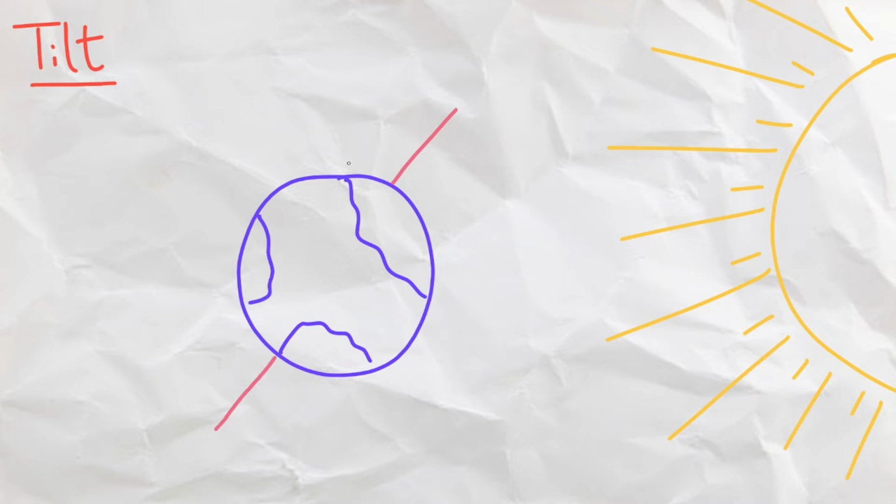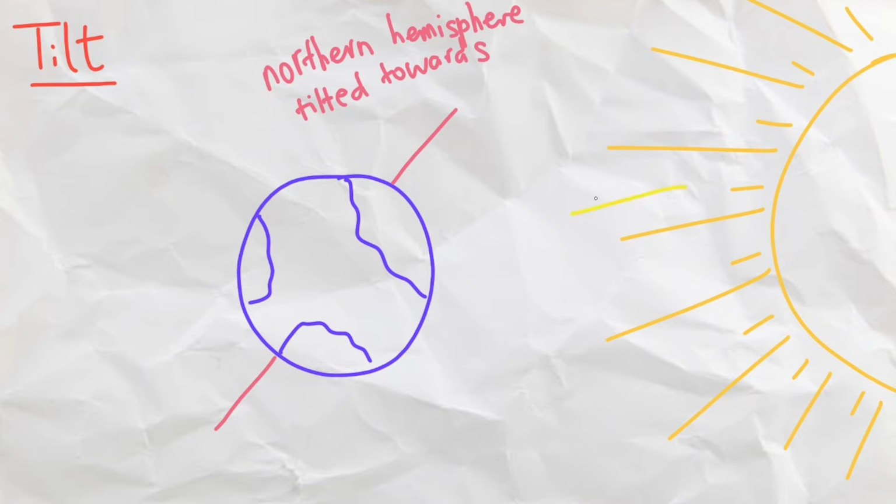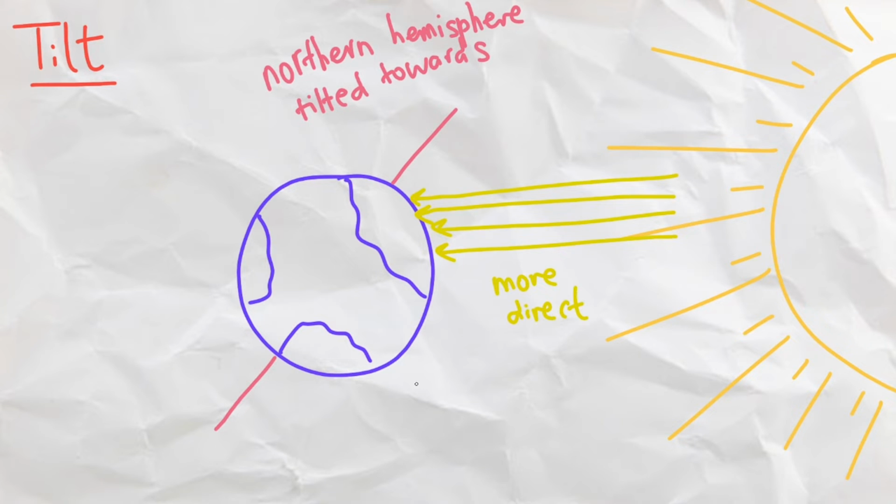This tilt is important because it adjusts how much sunlight the Earth gets at different times during the year. If the northern hemisphere is tilted towards the Sun, it will get more direct sunlight, as there is less surface for the sunlight to hit due to the tilt. More sunlight means more warmth, which leads to summers for the northern hemisphere at this time.